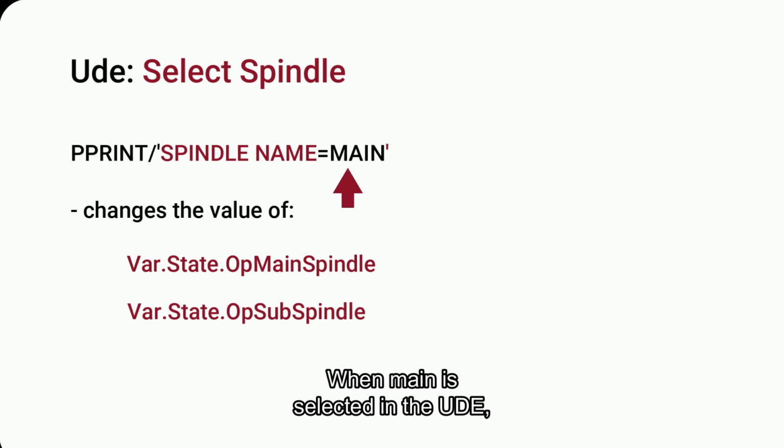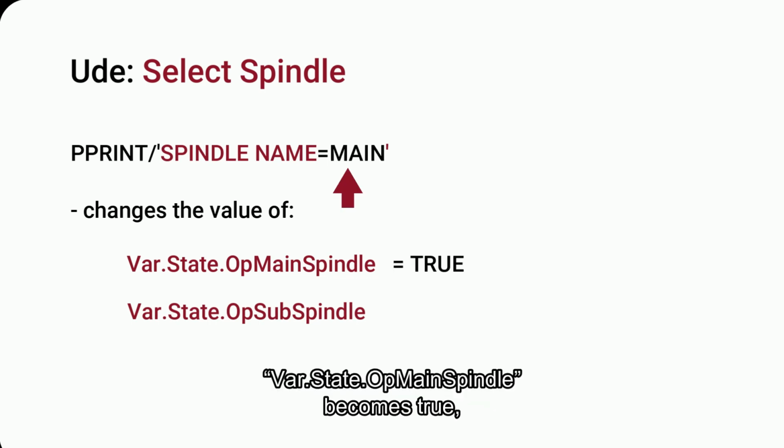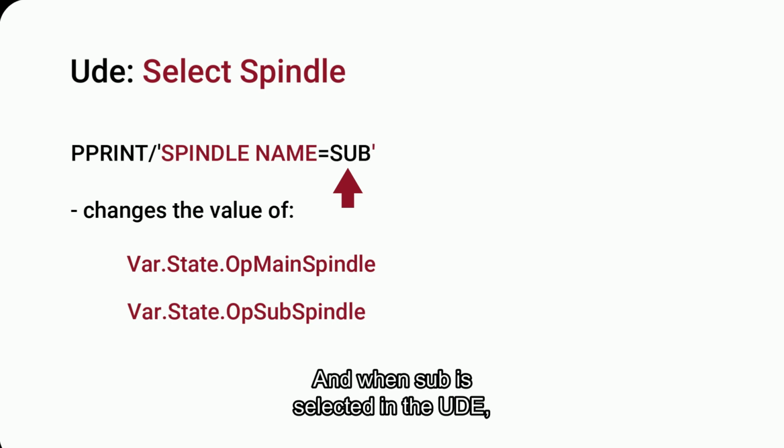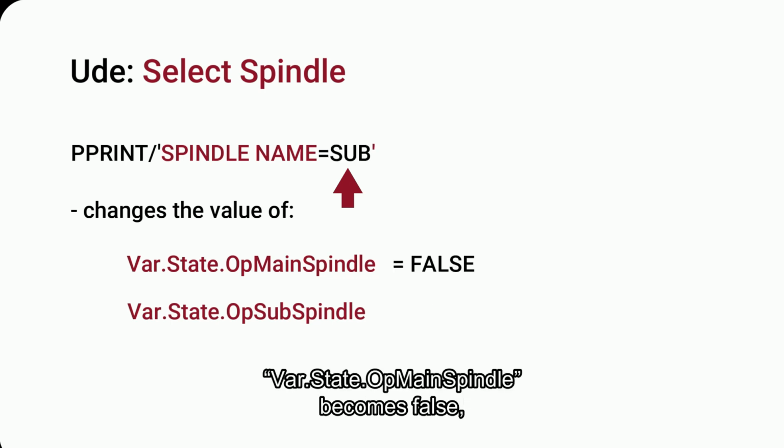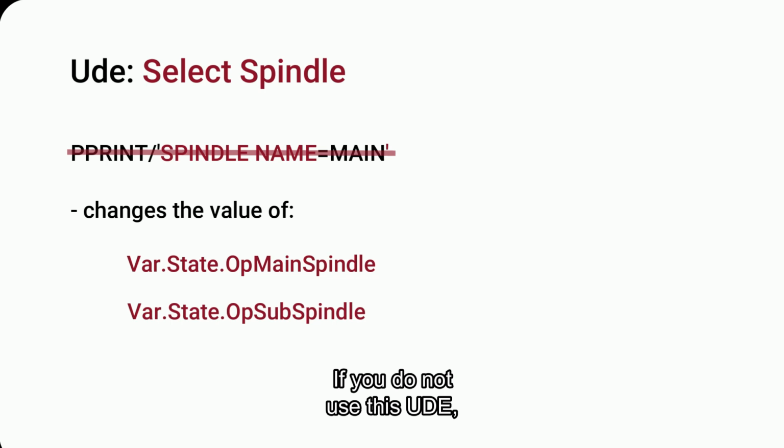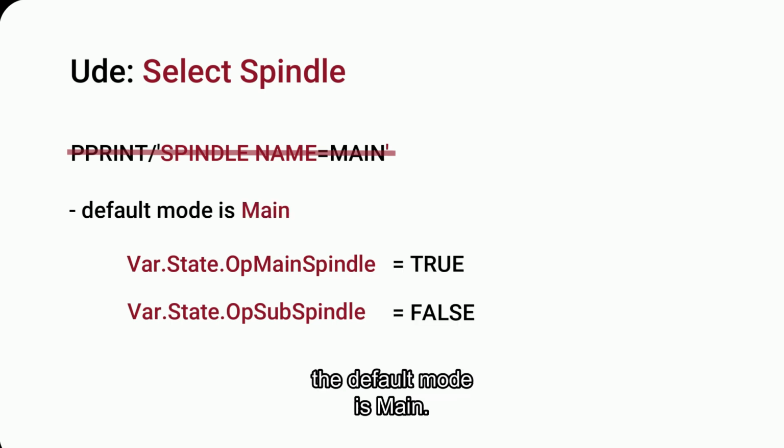When main is selected in the UDE, var_state_op_main_spindle becomes true, var_state_op_subspindle becomes false. And when sub is selected in the UDE, var_state_op_main_spindle becomes false, var_state_op_subspindle becomes true. If you do not use this UDE, the default mode is main.